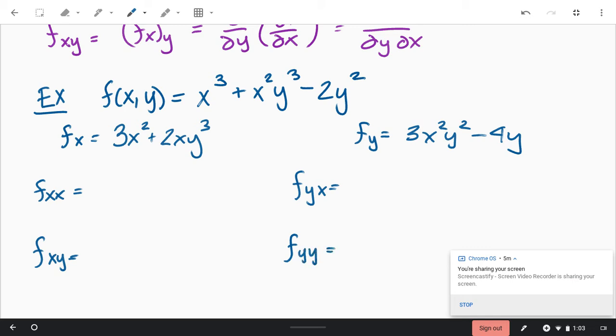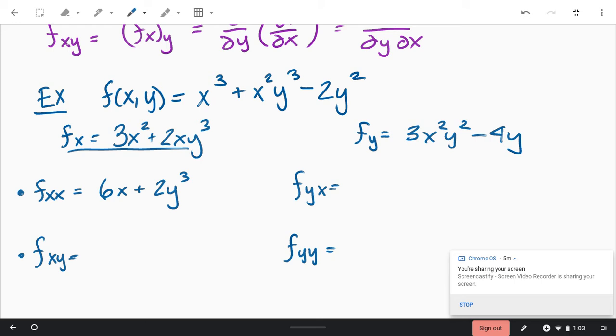Okay, so partial of x with respect to x and then x again. So we're going to take this guy and take his derivative again with respect to x. So 6x plus 2y cubed.